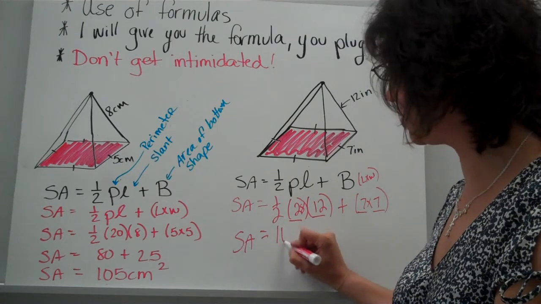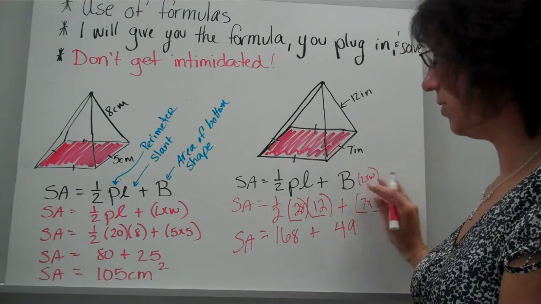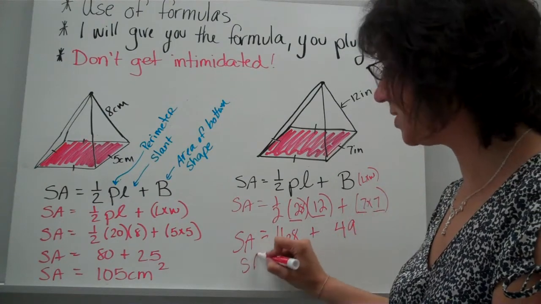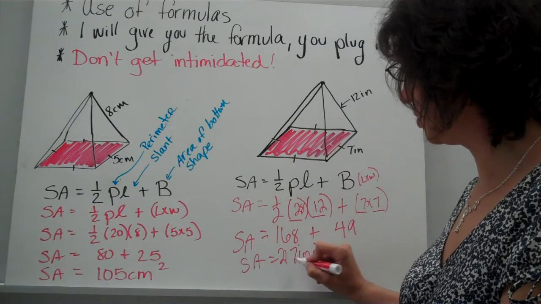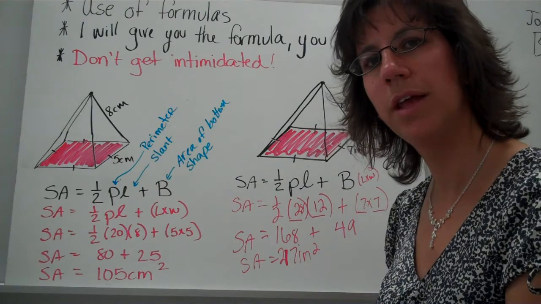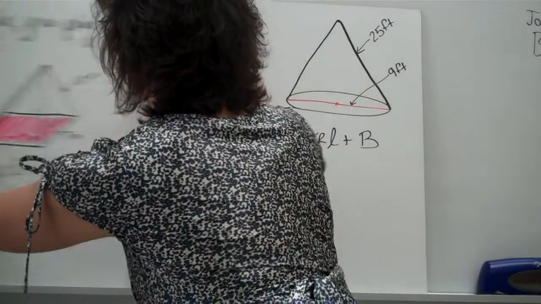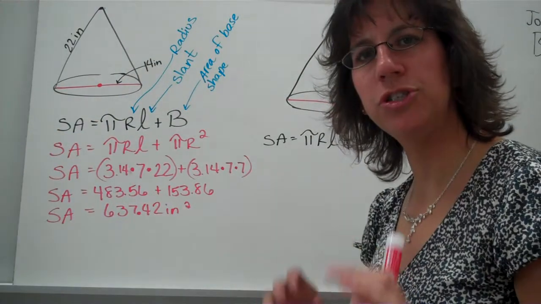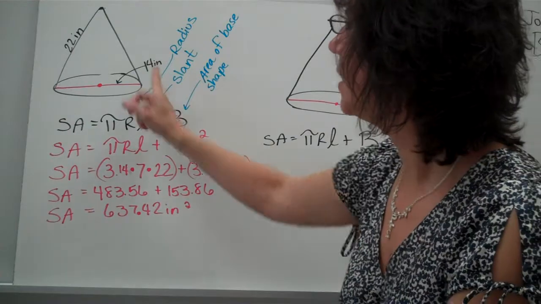And what you should have gotten was 168 for that stuff, 49 for the base piece, and when you add them together, you get 217 inches squared. 217 inches squared. Let's try another shape. Remember, it's all about just taking a formula, finding the pieces of information, and solving from there.